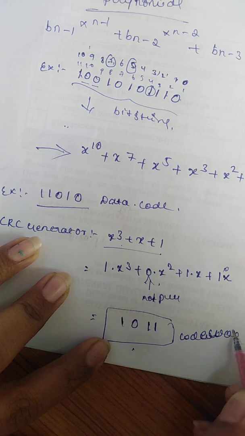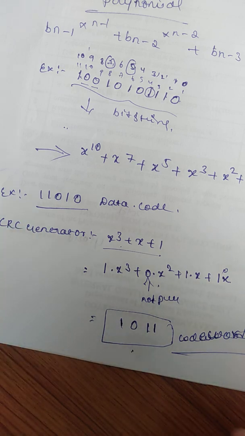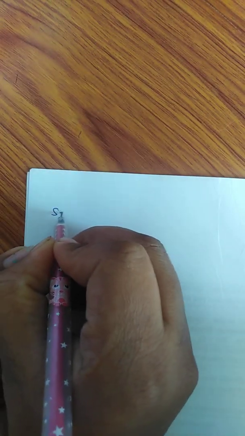This one is the data word, this one is the code word, and here we got 1011. Now we can check whether this is working or not. This information we send from the sender to the receiver. Whether the information is right or wrong, we can check here.